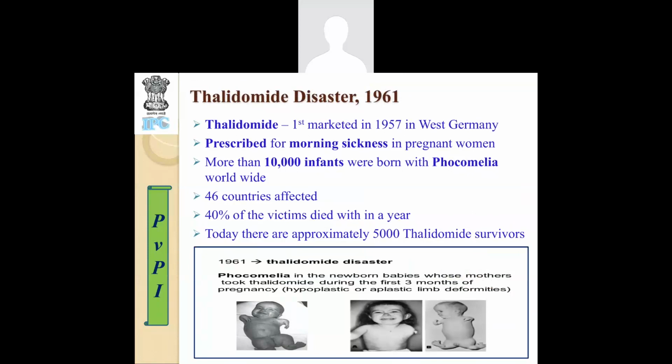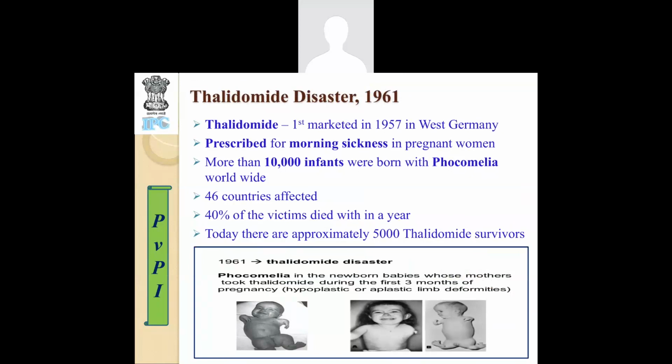What happened during this thalidomide disaster? In Germany in 1957, thalidomide was approved for marketing and prescribed for morning sickness in women. Not only in West Germany, there were 46 countries that used thalidomide for morning sickness in pregnant women. So what happened with this drug?